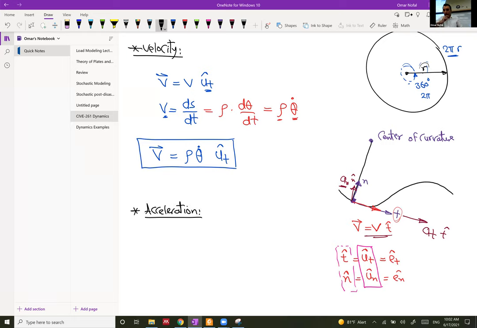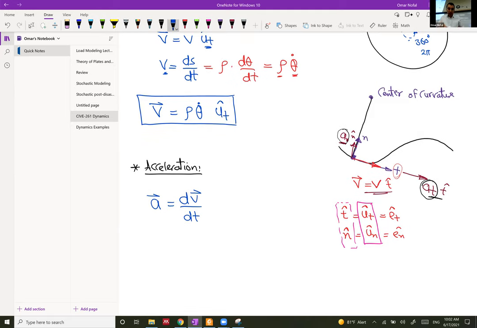For the acceleration, as I told you, it has two components: a component in the tangent direction and another component in the normal direction. But we need to prove that the acceleration has these two components. From first principles, the acceleration is the time rate of change of the velocity, dv/dt.